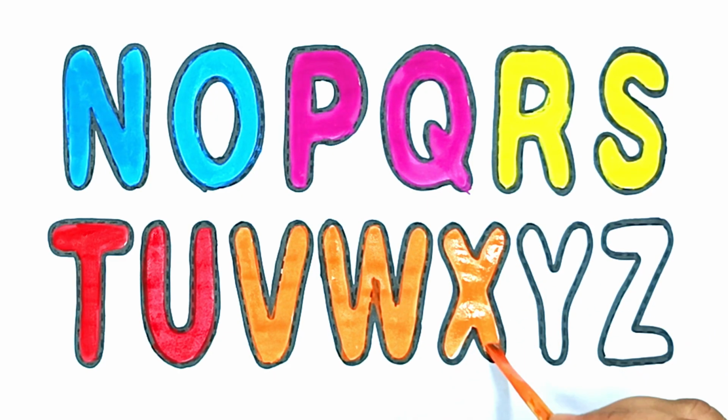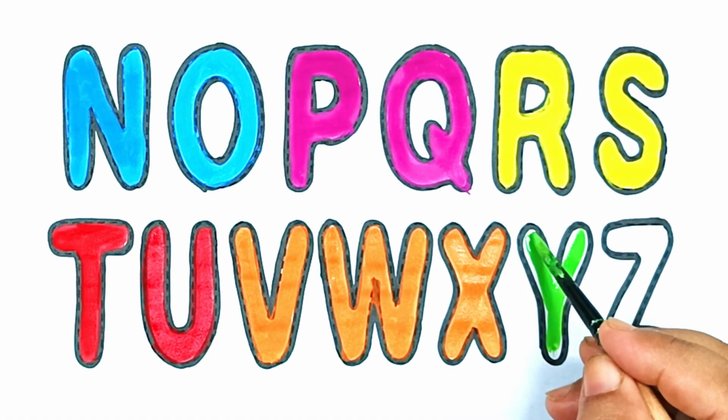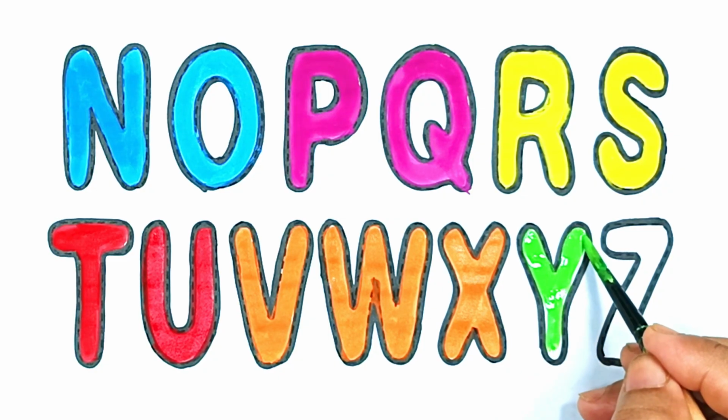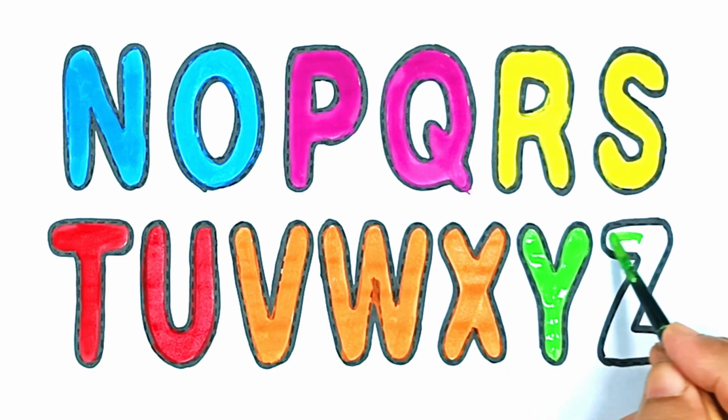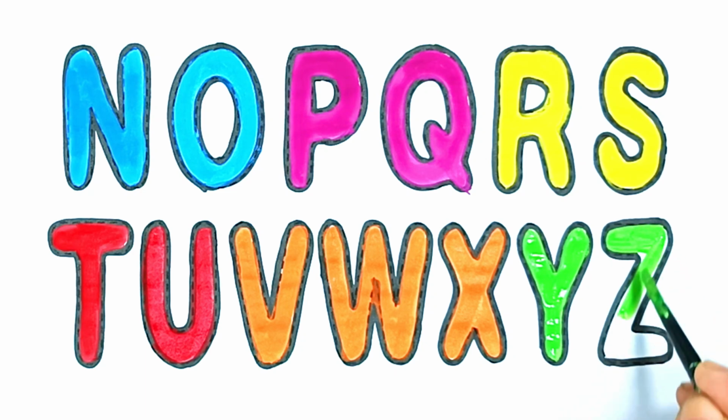X for xylophone. Y for yacht. The dog takes the cat, hi-ho the dairy-o, the dog takes the cat. The cat takes the mouse, hi-ho the dairy-o, the cat takes the mouse.